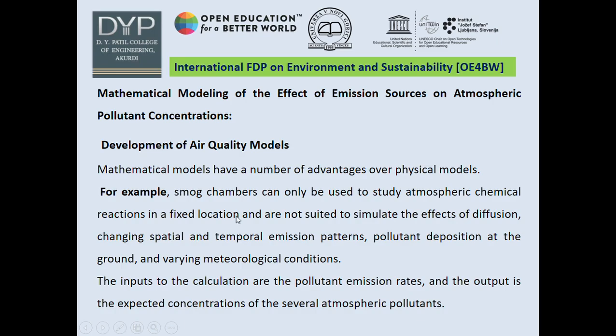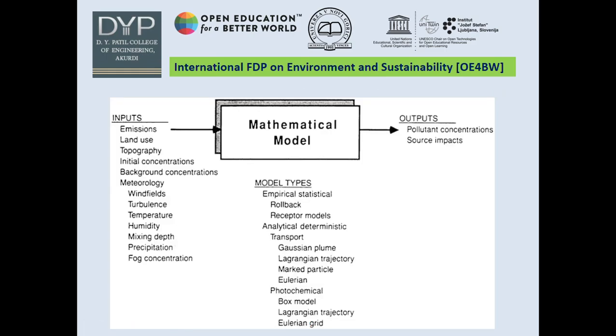For example, smog chambers can only be used to study atmospheric chemical reactions in a fixed location and are not suited to simulate the effects of diffusion, changing spatial and temporal emission patterns, pollutant deposition at the ground, and varying meteorological conditions. The inputs to the calculation are the pollutant emission rates, and the output is the expected concentration of several atmospheric pollutants. So by creating this type of air quality model and giving input to that model, we can get the output as we want. So this type of mathematical model can be created.